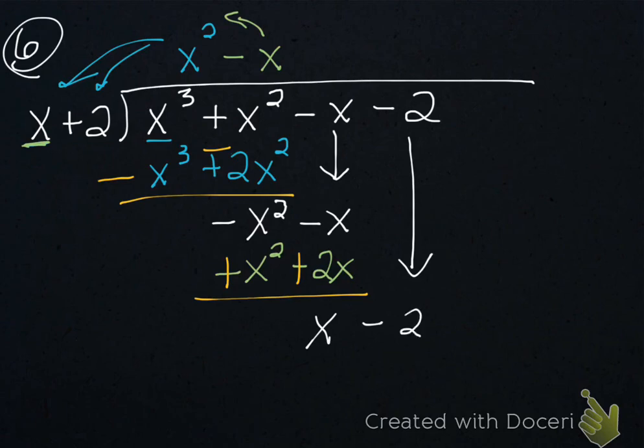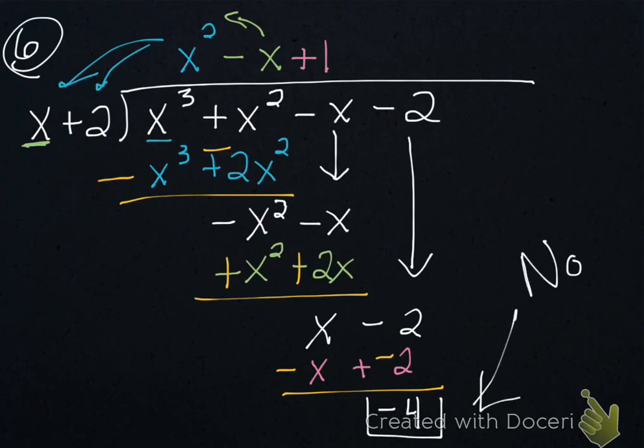What do I multiply x by to get an x? Well, that's just going to be plus 1. Easy enough. So I write down x plus 2. Draw your line, change both signs. My x's cancel. Negative 2 and negative 2 is not 0. It's negative 4. I have a remainder. So this is not a factor.